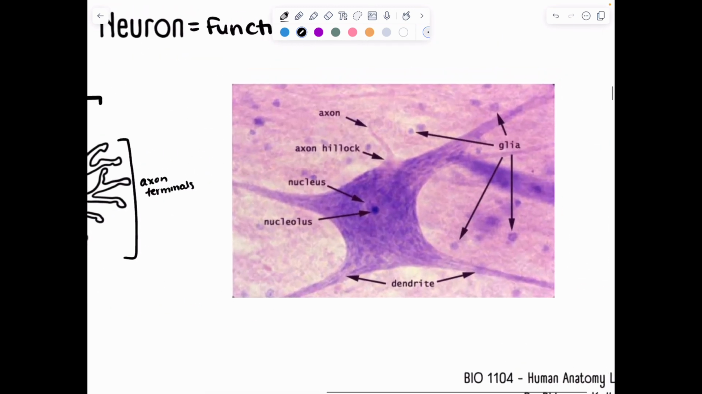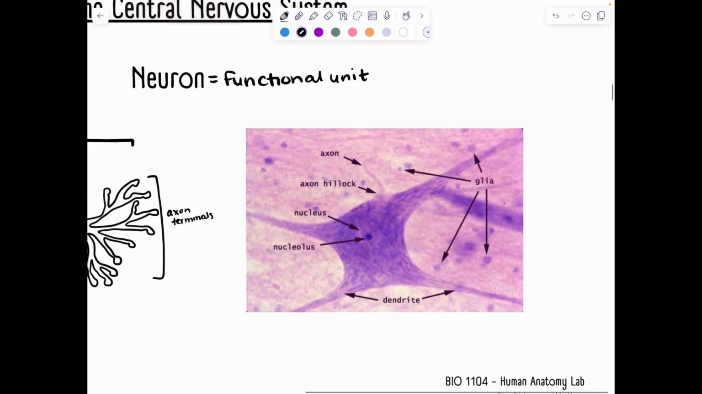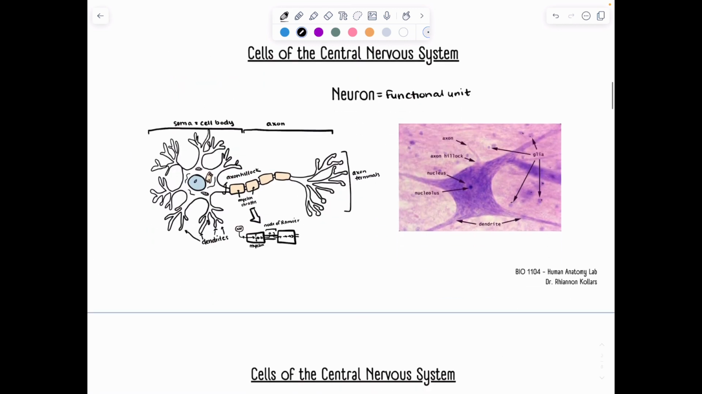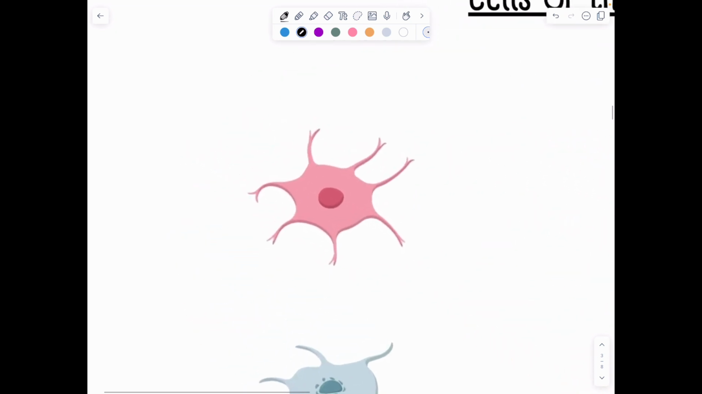And we can see some of those parts in this image right here. So you see all these glial cells that are pointed out here. Let's talk about or define 6 different types of glial cells now. So these are our sidekicks. Our first one is an astrocyte.